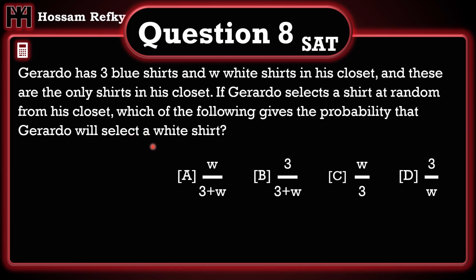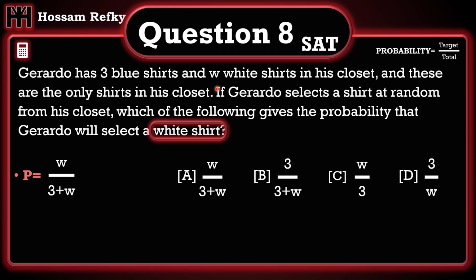Okay, you will apply the rule here. Okay, the target over the total. Our target here is white shirt. So first it will be white over the total, which is the 3 plus the W. So it's 3 plus W, so it's this one.